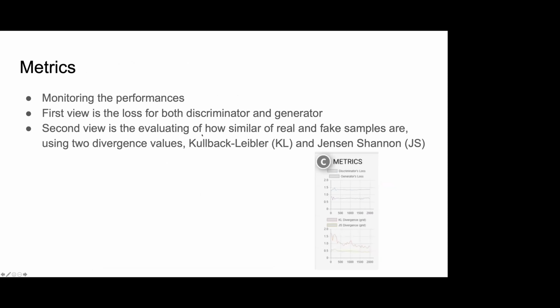And I have some metrics views here. The first view is the loss for both the discriminator and the generator. We can see that ideally during training, the loss should get smaller and smaller. The second view evaluates how similar the real and fake samples are. It uses two divergence values, the KL value and the Jensen-Shannon value.